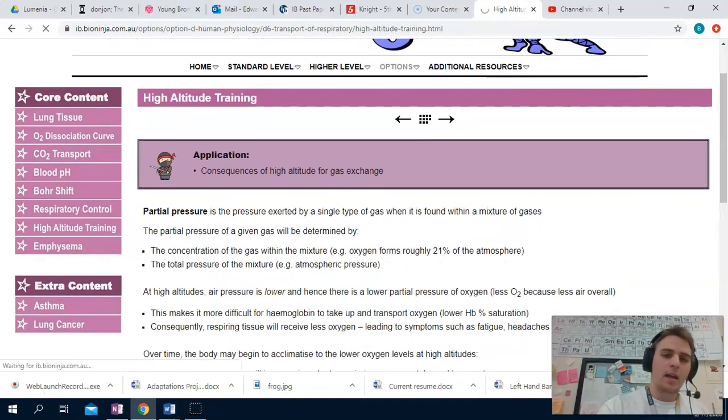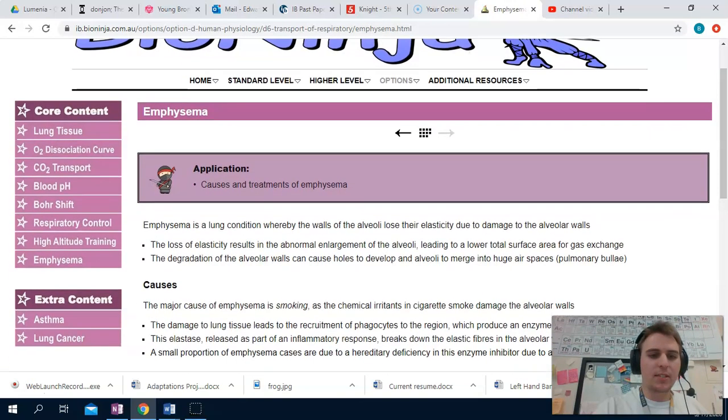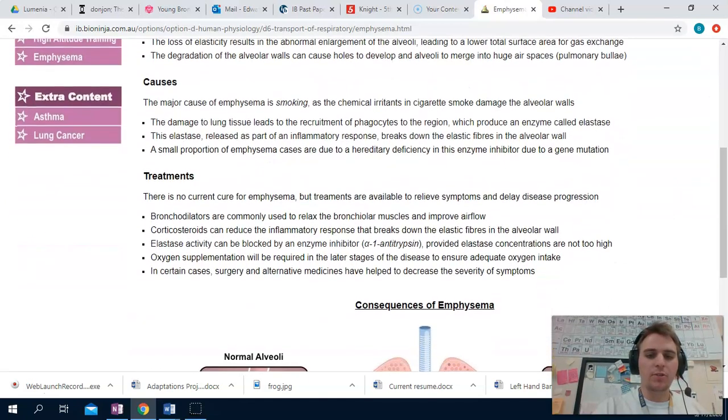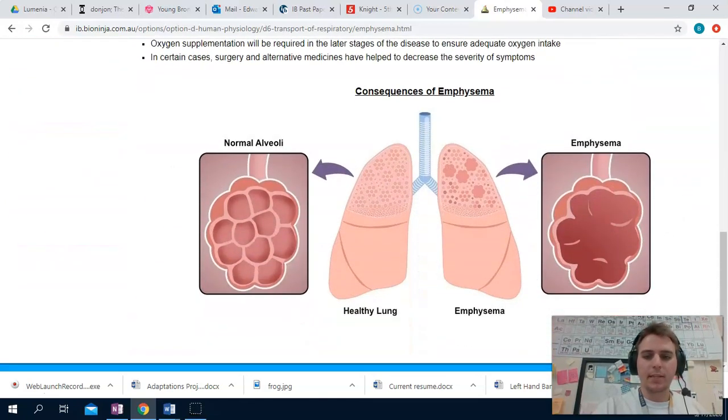Okay? Now, emphysema we already talked about, so we don't need to go too much into it. But the reason that this is in gas exchange is because, as you see here, a normal alveolus looks like this. It's got lots of little compartments. This makes sure that the partial pressure in each of them is relatively consistent. Emphysema causes these big holes and big open spaces in the alveoli, and that can be difficult for gas exchange because you can't get as much.